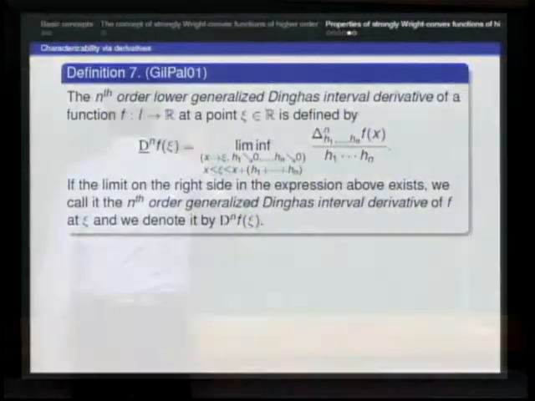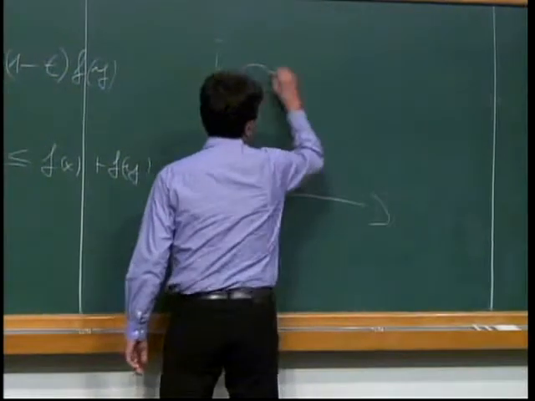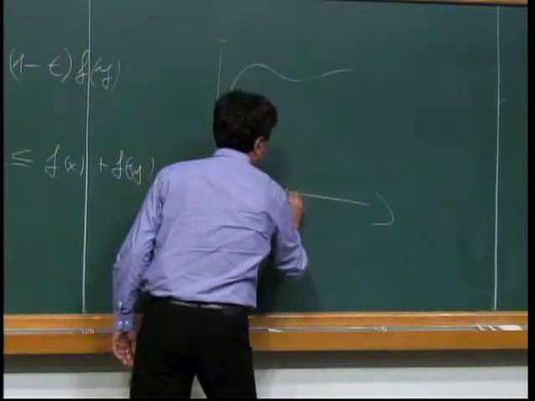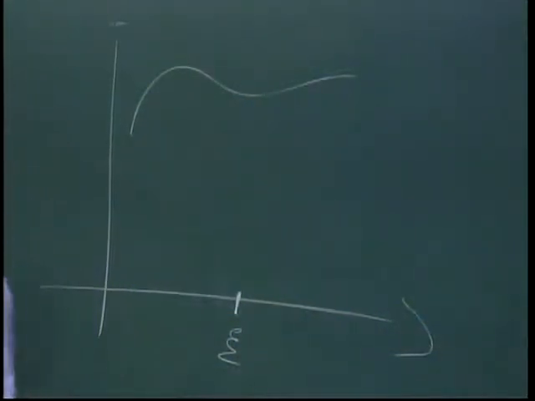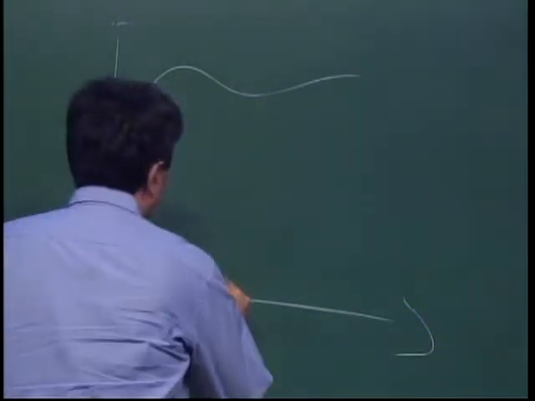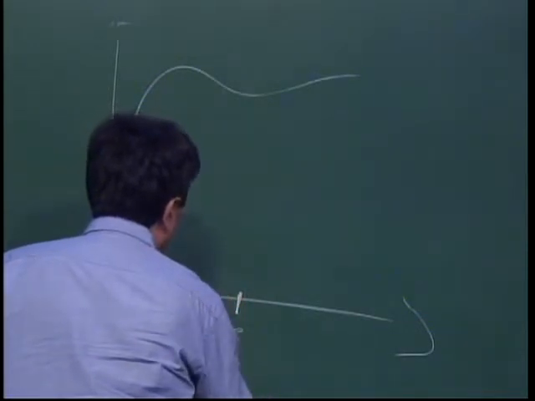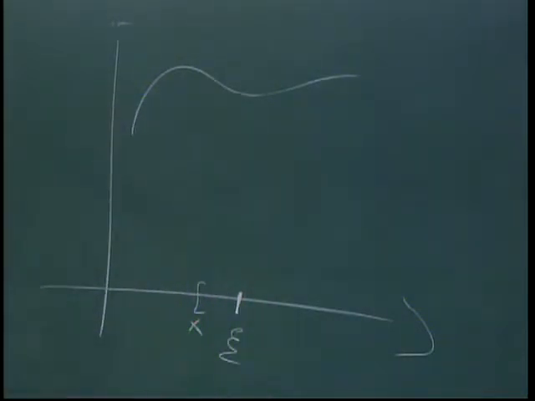So the function is, let's say, somewhere here. This is also not important for us. We will just take the point xi here. And this limit is, in fact, an interval limit. And this is, as I will remark soon, strongly related to the Dinghas derivative. And this limit is taken so that the point x is here. As you may see there, it is less than or equal to xi.